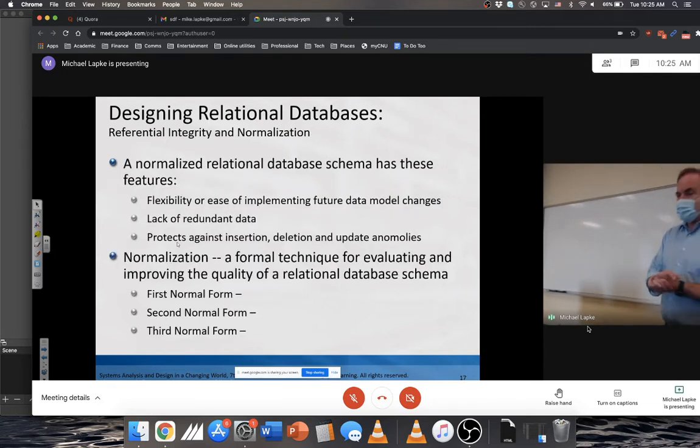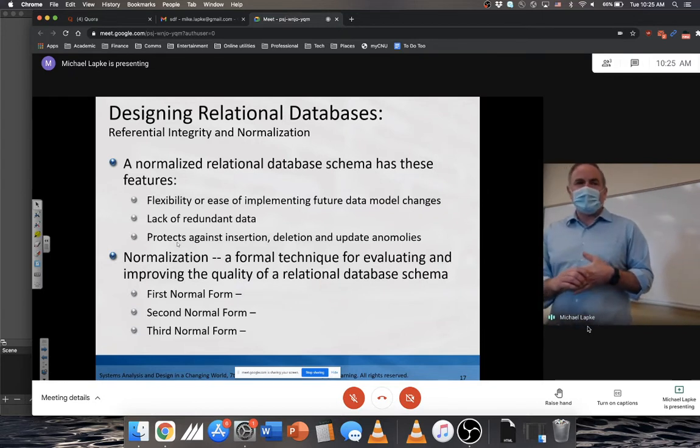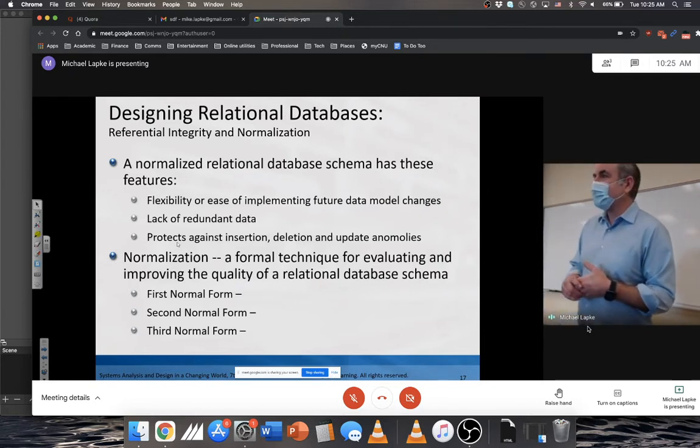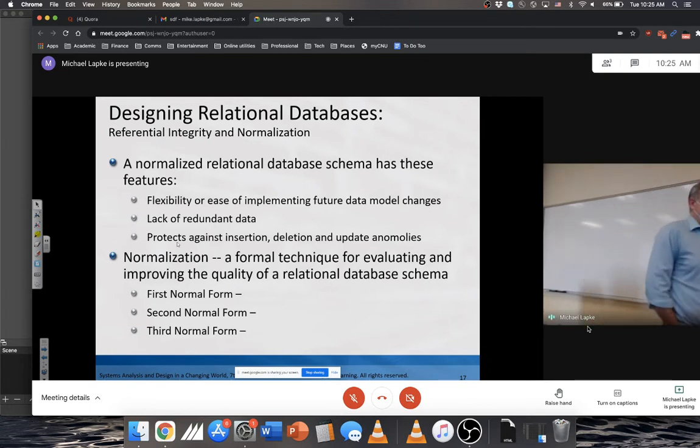All right, normalization. So what is the point of normalization? The point of normalization, well, with the exception of first normal form, generally the point is to reduce redundancy as much as humanly possible. That's why you go through the process of normalization.